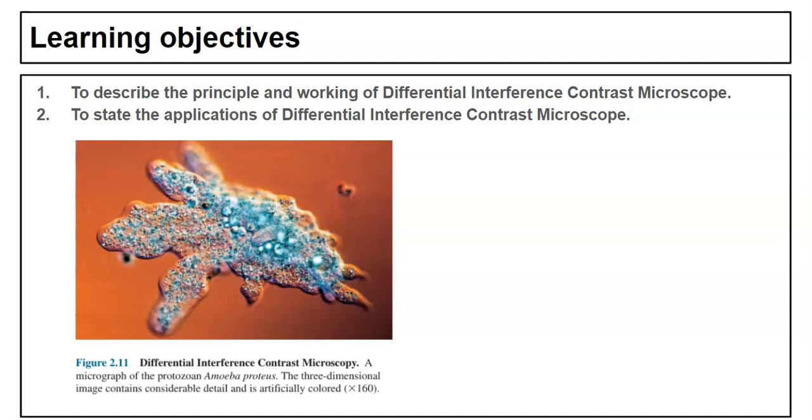As you can see, it's an image taken from the book Prescott, a micrograph of the protozoan amoeba proteus, and the 3D image contains considerable detail and is artificially colored. It is 160 times magnified.